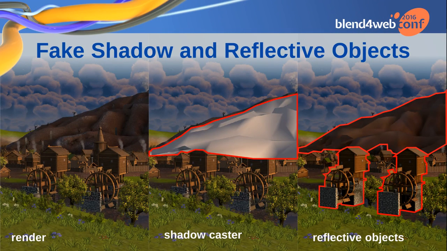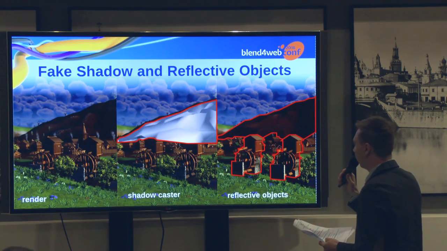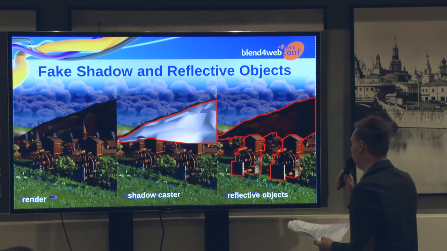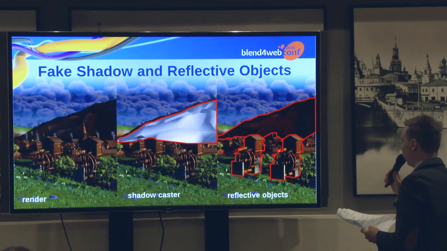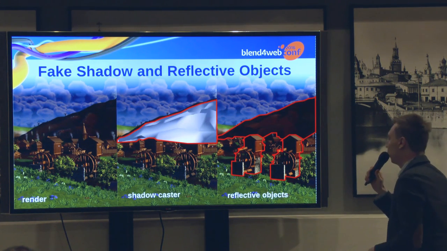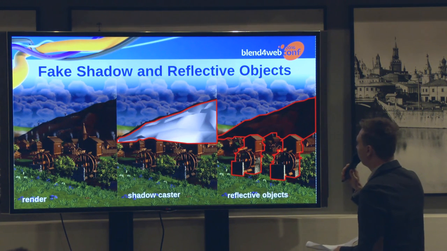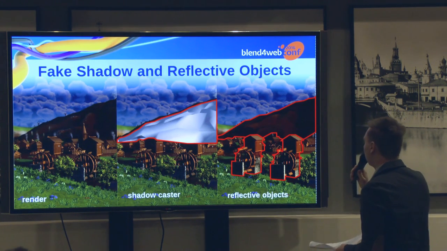And here's an example of using additional geometry for casting shadows and reflections. On the left picture, you can see objects that are really rendered on the screen. In the middle, you can see an object outlined in red. This special geometry was used to cast shadows for the mountain.